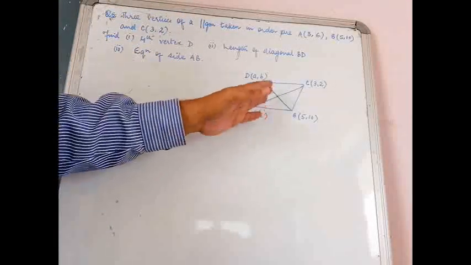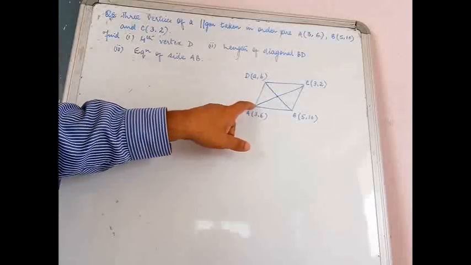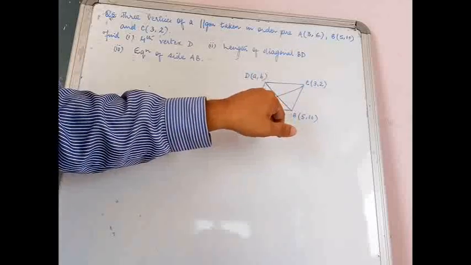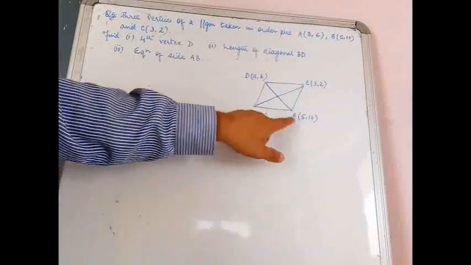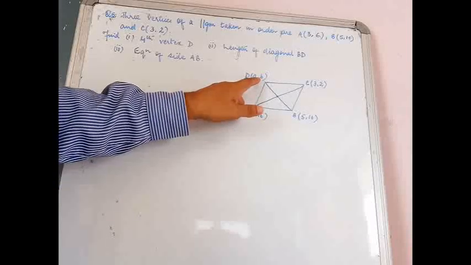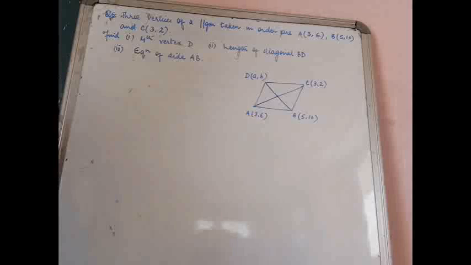So you can see I have drawn a rough diagram. A, this vertex, B, C. These 3 vertices taken in an anti-clockwise order. You could have taken it clockwise also. A, B, C, 3 points are given. The 4th vertex or the 4th corner is not given. So I am assuming it to be D.